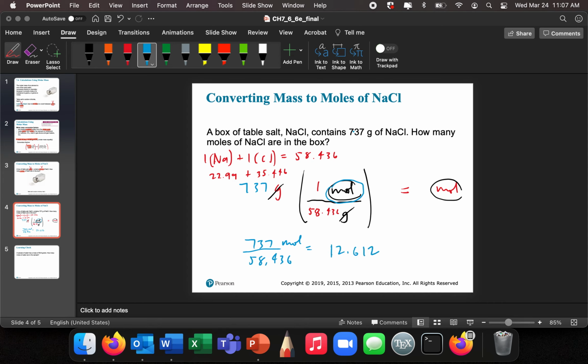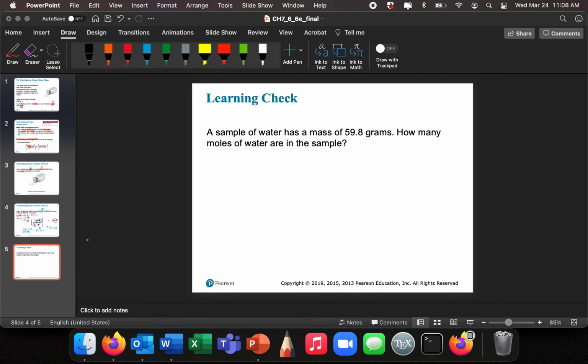I was only given 3 sig figs here, and this number had 4 sig figs. So 3 divided by 4 sig figs is going to give me 3 sig figs. So I'm going to report this as 12.6 moles. Okay, and there's your answer, 12.6 moles of sodium chloride. All right, so let's finish this conversation out with a learning check. Pause the video and do the work on your paper, and then come back on and compare your work to mine.